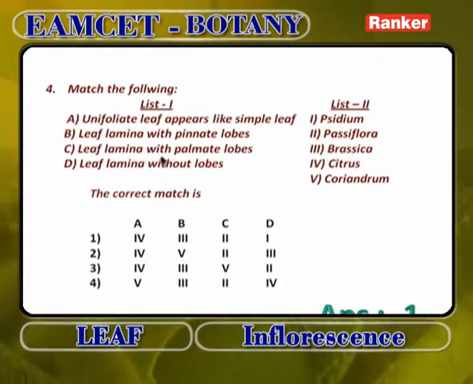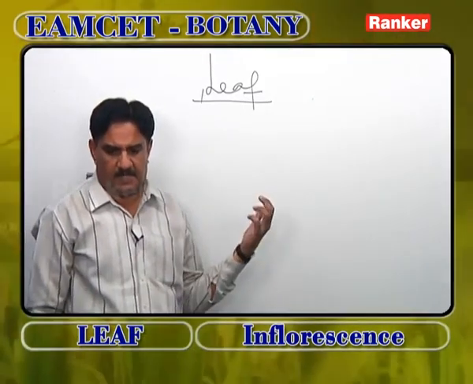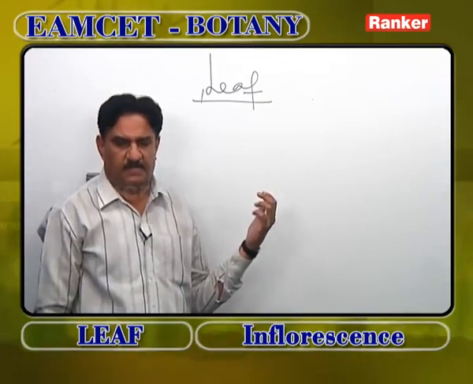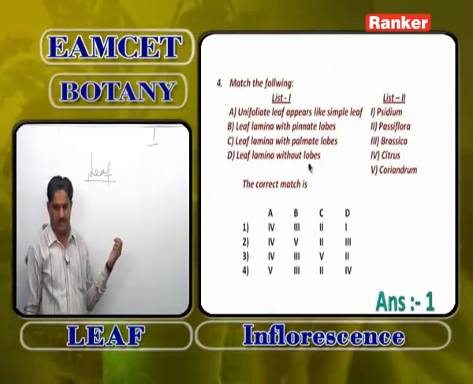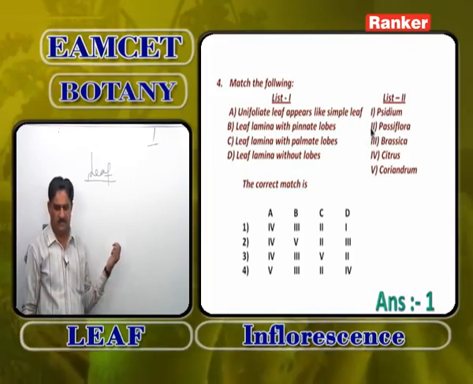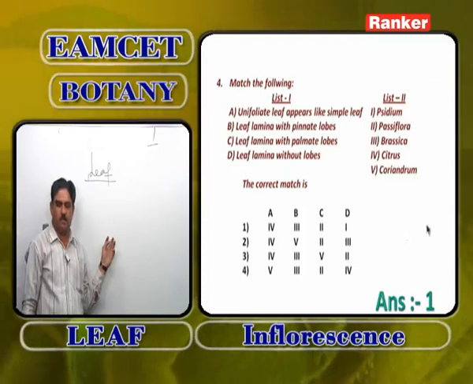Leaf lamina with palmate lobes means the leaf lamina shows lobes that resemble fingers in a palm. For this, the example is passiflora. Then comes leaf lamina without lobes. That means a total simple leaf. That is the first one, Psidium. So, the answer is 4, 3, 2, 1.